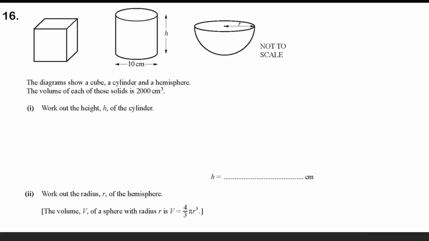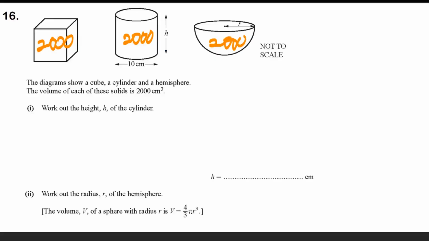The volume of each of these solids is 2,000 cubic centimeters. A. Find the height of the cylinder. Note that each solid has a volume of 2,000 cubic centimeters. So the volume of the cube is 2,000, the cylinder is also 2,000, and the hemisphere is also 2,000 cubic centimeters.